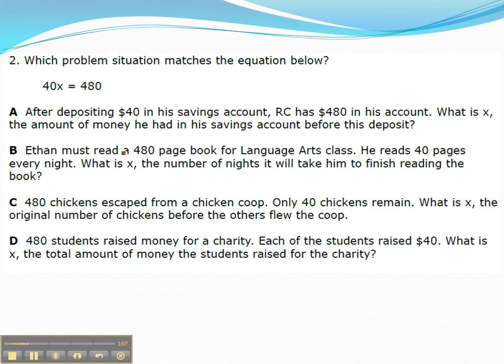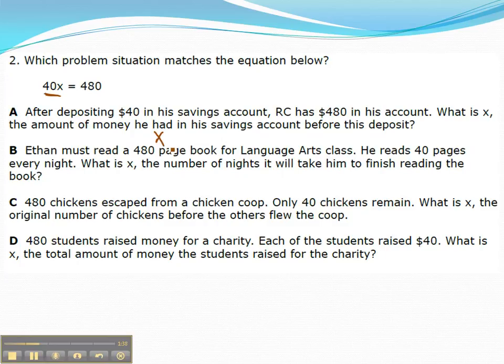Problem number 2. Which problem situation matches the equation below? 40x equals 480. Most important thing to know is 40x means 40 times x. Okay, I'm going to solve this problem by writing my own equations for each of these scenarios until I find the one that matches. So answer choice A says, after depositing $40 in his savings account, Mr. C has $480 in his account. What is X?